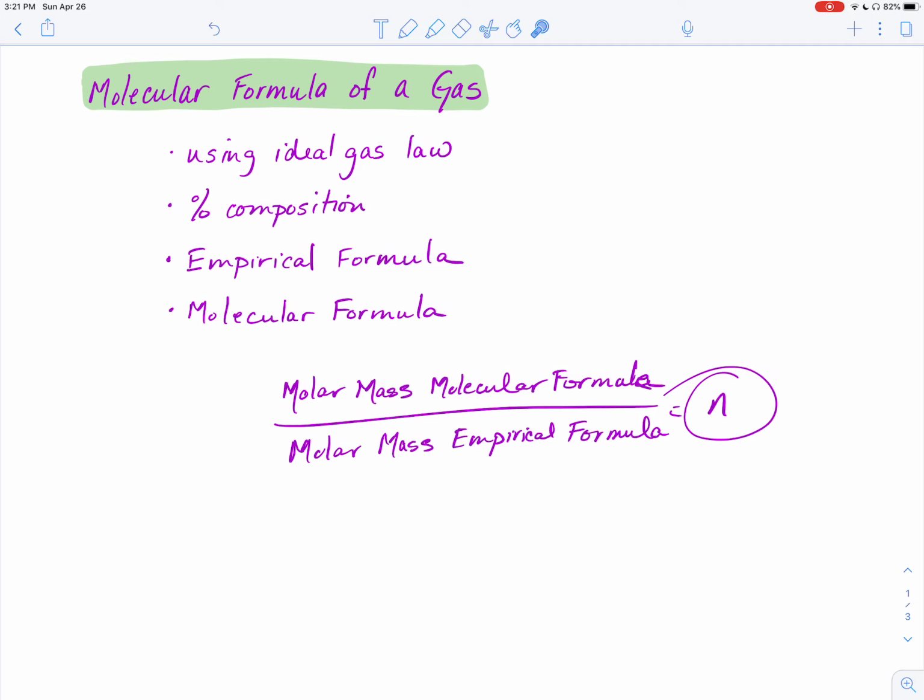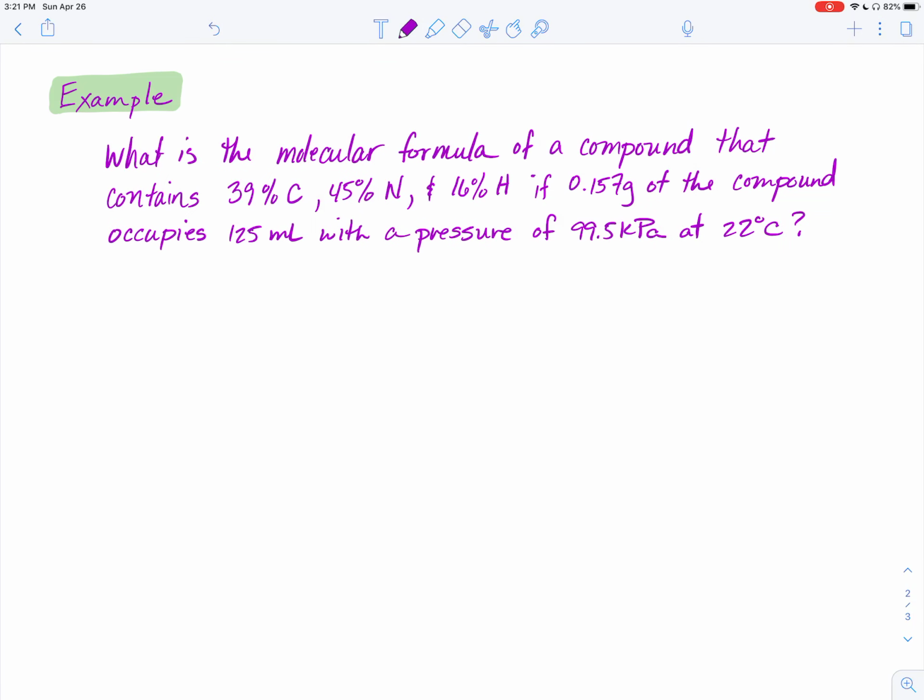So we've taken a look at how to use the ideal gas law, and if you need to review percent composition, empirical formula, and molecular formula, go back to the chapter 3 videos to review those. So let's try a practice problem in order to find the molecular formula using the ideal gas law.